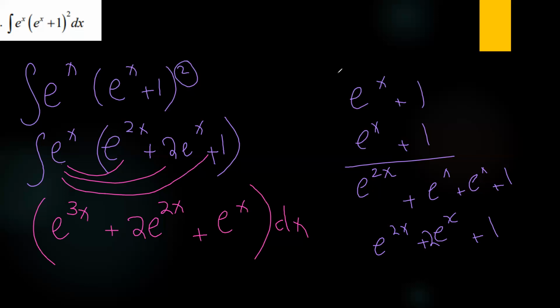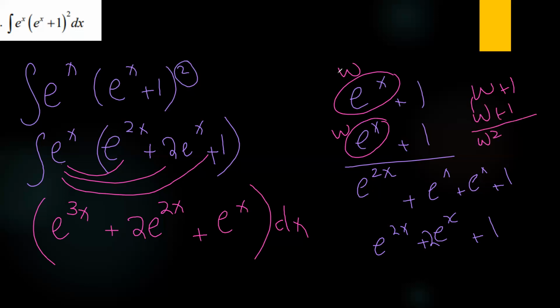First step, I simplify e to the power x plus 1. Since it's squared, I multiply it by itself. Imagine that e to the power x is w, so it becomes w plus 1 times w plus 1. So w times w is w squared, w times 1 is w, 1 times w is w, and 1 times 1 is 1. So you get the answer w squared plus 2w plus 1. Then you replace w with e to the power x, so it will be e to the power 2x plus 2e to the power x plus 1.